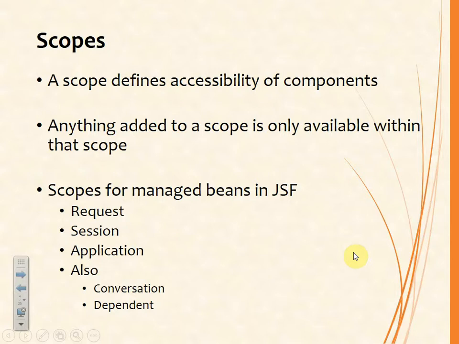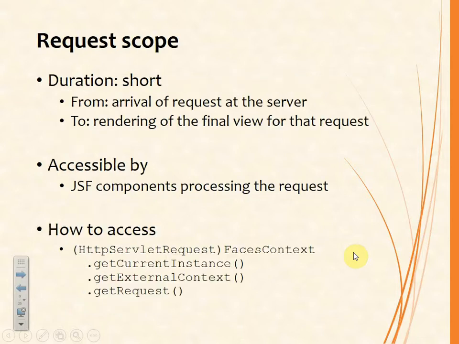A scope defines a visibility or accessibility of components. And if we add something to a scope, then it is available only within that scope. And there are various scopes that are available for managed beans in JSF, which are listed here: request, session, application, also conversation and dependent. I'm going to give you a quick overview of these, and then we'll take a look at how they could be used.